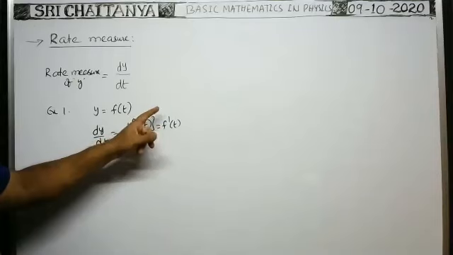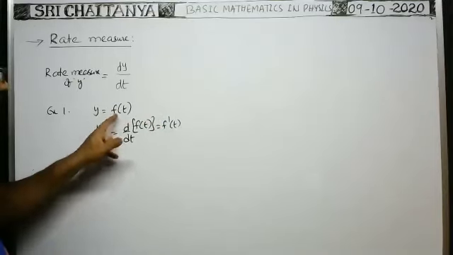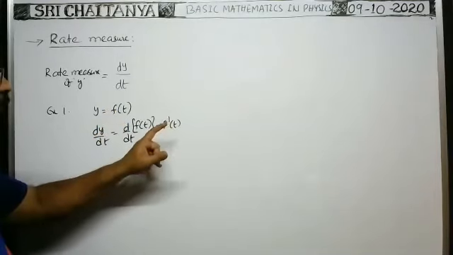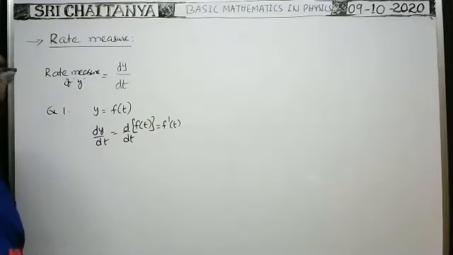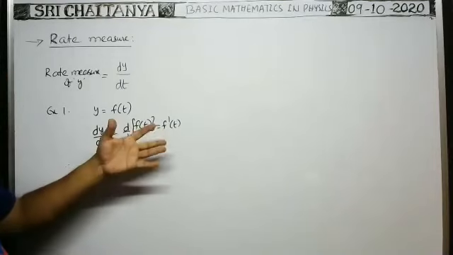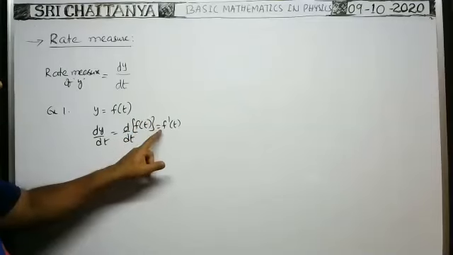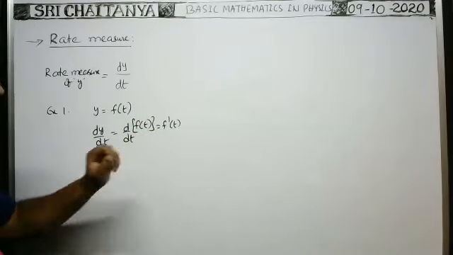F single prime means this function is differentiated one time with respect to time. Then we get f dash of t. If you differentiate two times, we have to write f double dash of t, which represents that the function is differentiated twice. Of course, here we differentiated one time, so this can be represented as f dash of t, that means the differentiation of f with respect to t.